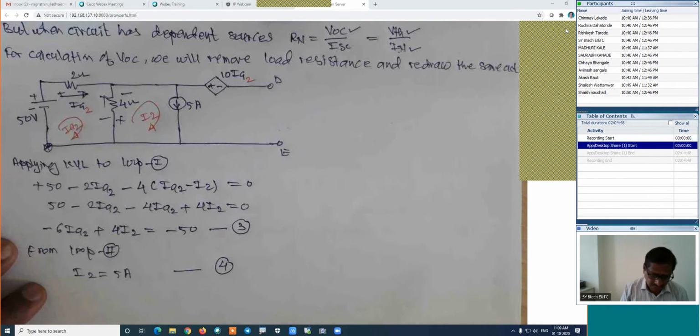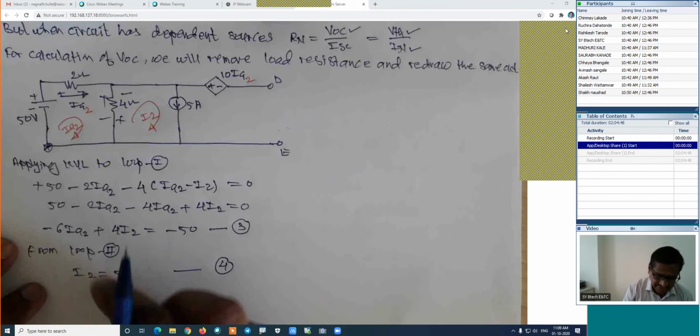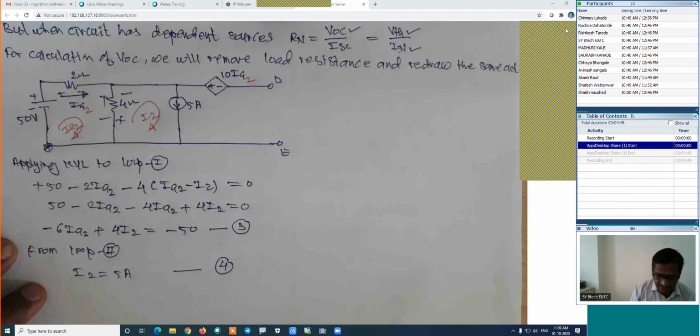Use any method, use a calculator or substitute this value here and find out the values of the currents, that is IA2 and I2. Use any method, because I'm leaving the calculation to you. You can use the matrix equation. This is IA1 is -6, this is +4, this is 50. IA1 is 0, this I2 will be 1 and the constant will be 5 in that way.